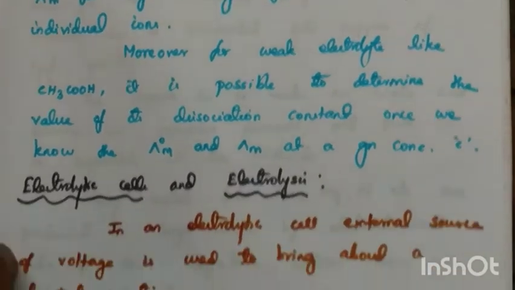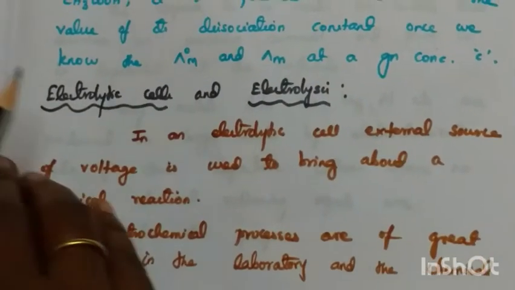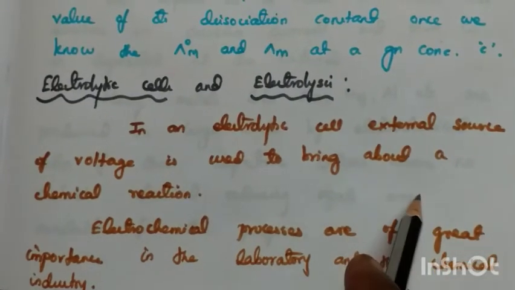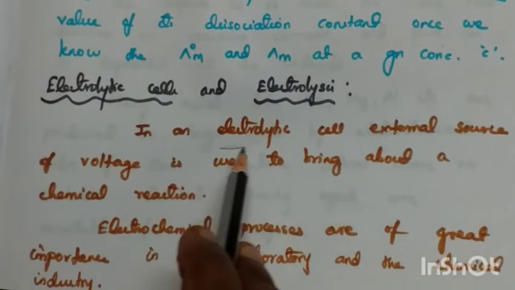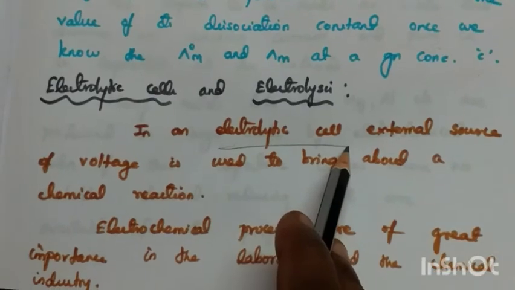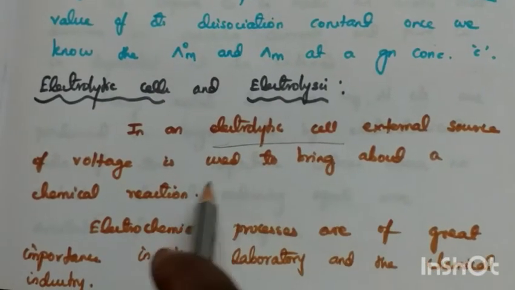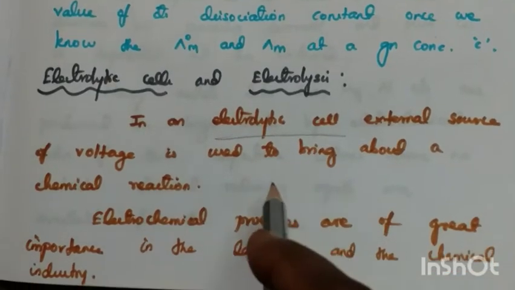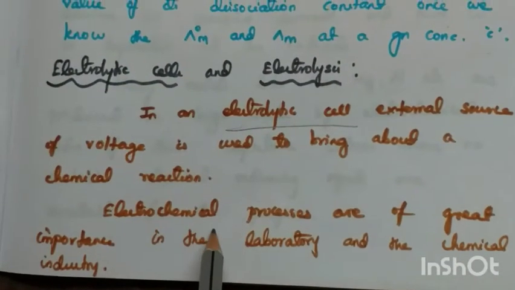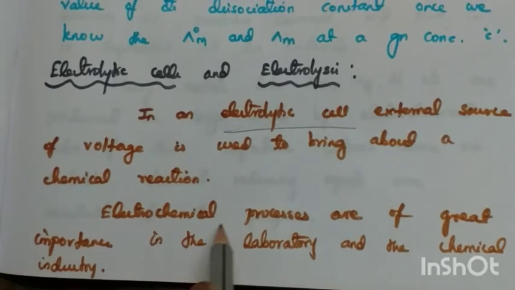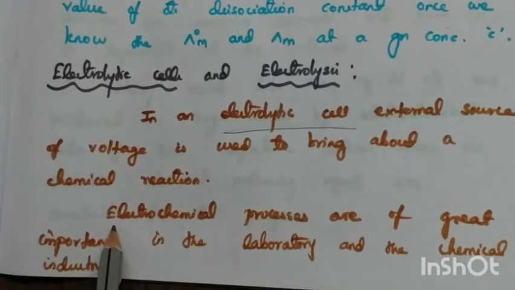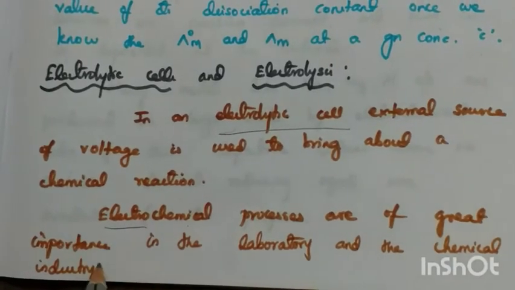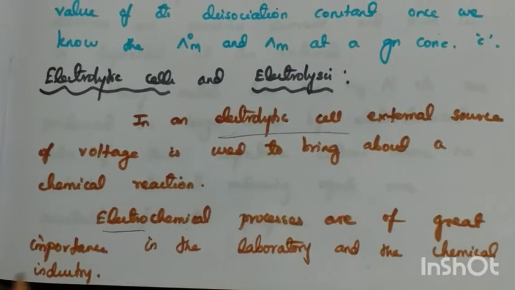Now, electrolytic cells and electrolysis. In an electrolytic cell, an external source of voltage is used to bring about a chemical reaction. Electrolytic cell means electrolysis takes place. For that, we have to pass electric current. Due to the electric current, the chemical reaction takes place in a beaker. That process is called the electrochemical process. That means by passing electricity, a chemical reaction takes place. It is important in the laboratory and chemical industry.